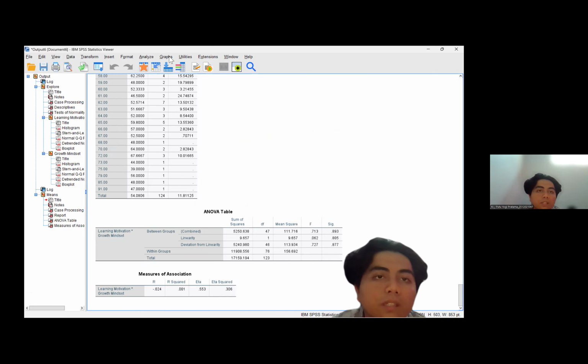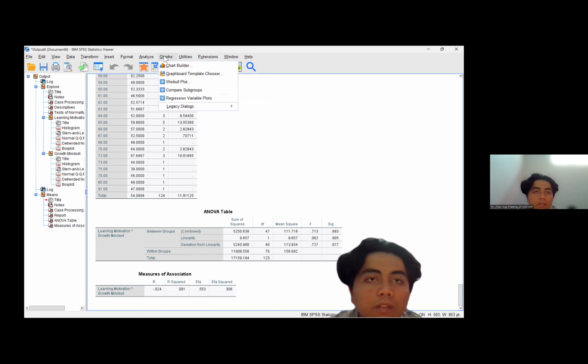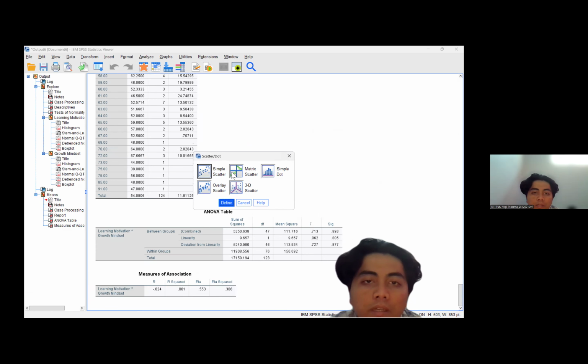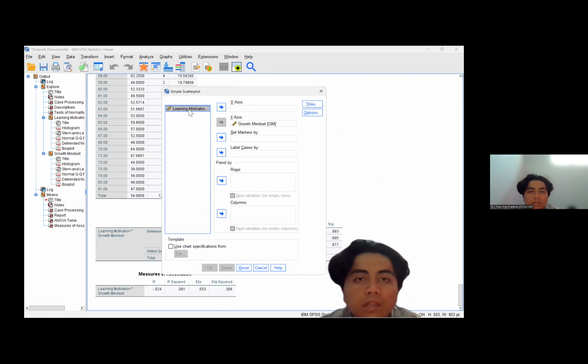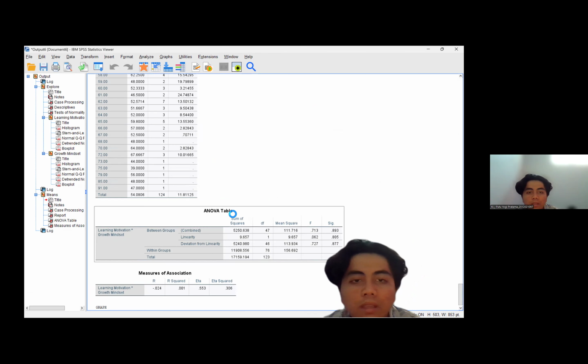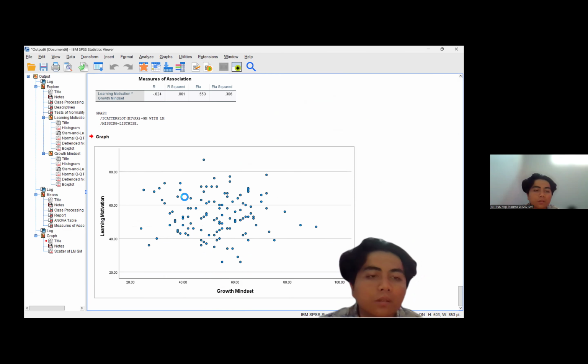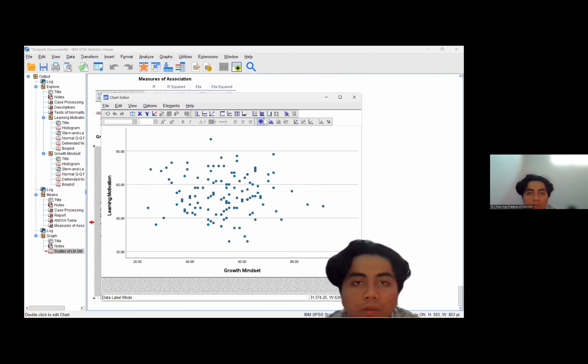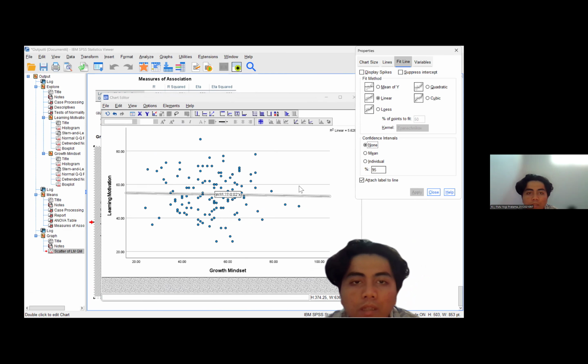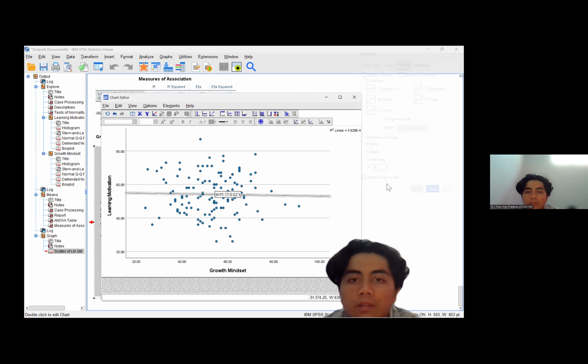You also need to see the scatter dot here. We need graph, legacy dialogs, scatter dot, simple scatter, define. I put the y axis as learning motivation and growth mindset as the x axis. Okay. This is the scatter dot. As you can see, the data is not equal, and you go here, double click, use add fit line at total, linear, close, close.